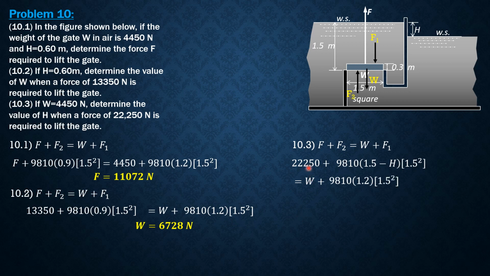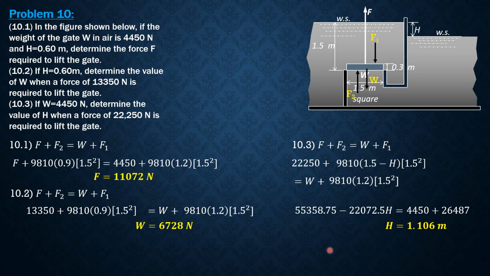Combining constant terms on the left side, 55,358.75 minus 22,072.5H equals 4450 plus this value here, 26,487. So the only unknown here is H. Solving for big H, H is 1.106 meters.